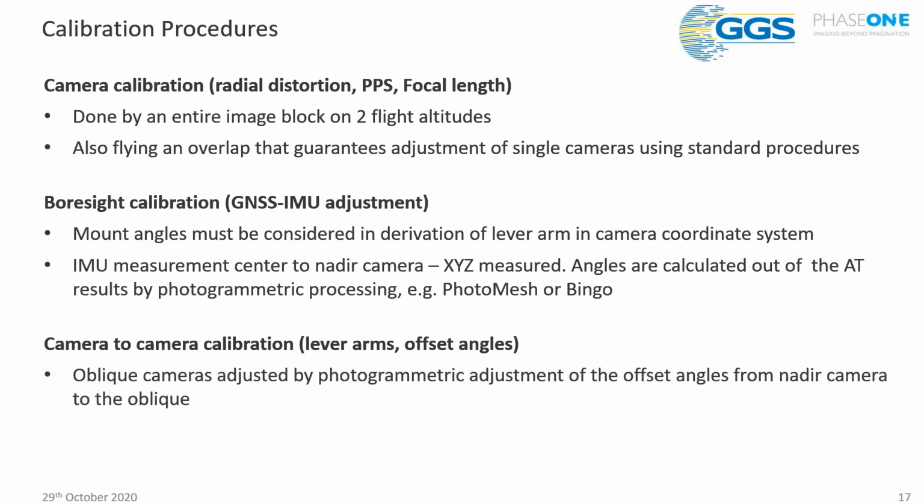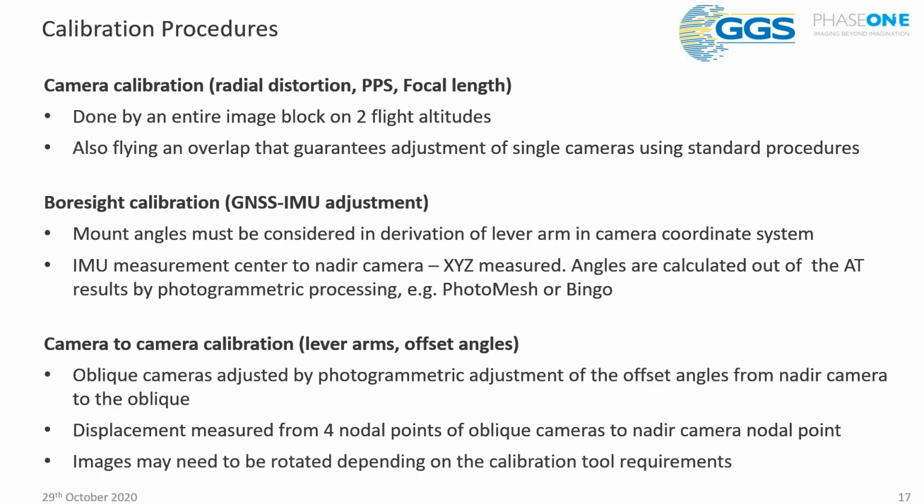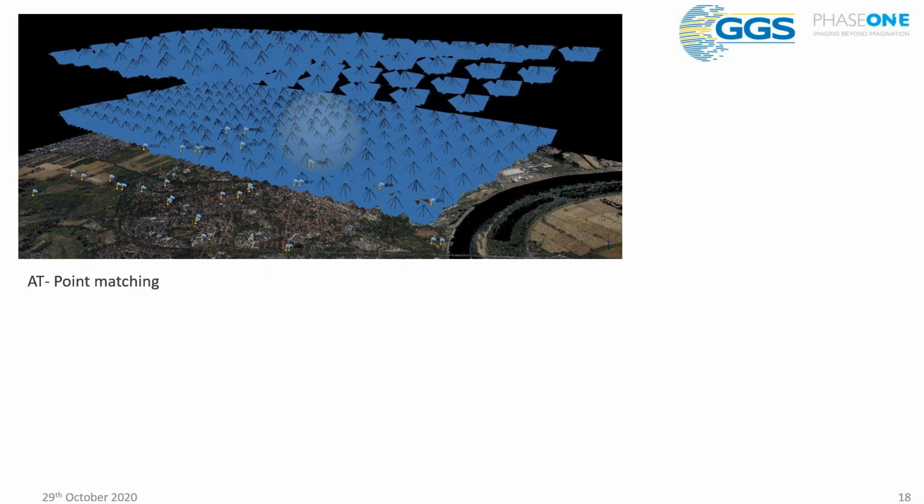And we sometimes have to take into account how the rotation parameters and the rotation matrix are applied, that the backward-looking camera may have to be flipped for the later processing in the software. And of course, we have the displacement of the four nodal points of the oblique cameras, and they typically have to be applied to the nadir camera as a master. I already mentioned that the images may have to be rotated.